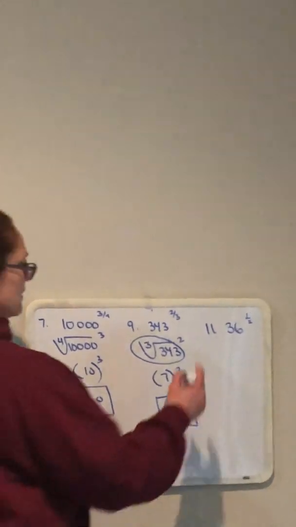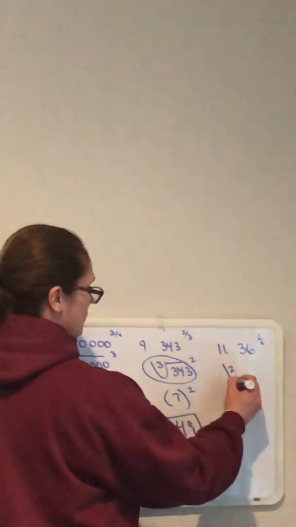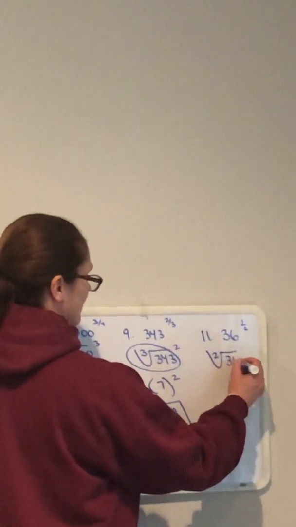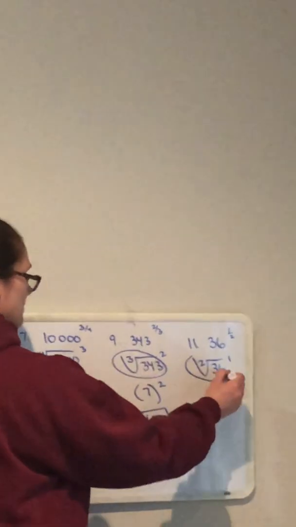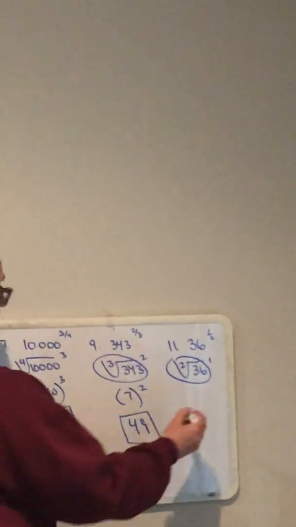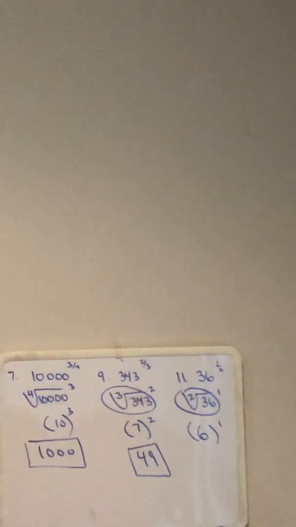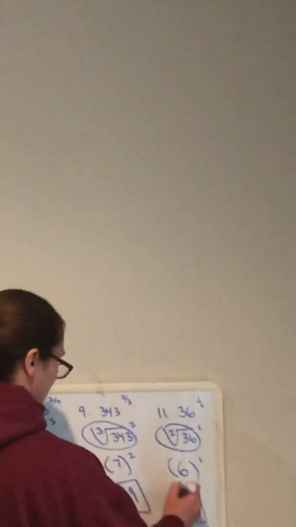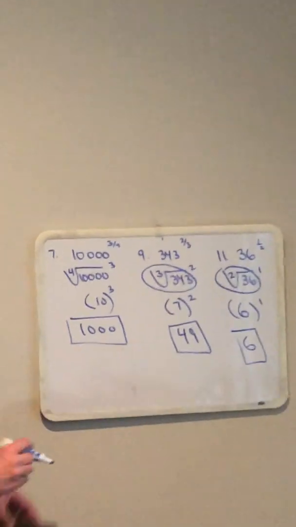Number 11, 36 to the 1/2 power means the square root of 36 to the first. Evaluating the root first, the square root of 36 is 6 to the first, and 6 to the first is 6. Next, I'll put up 13, 15, and 17.